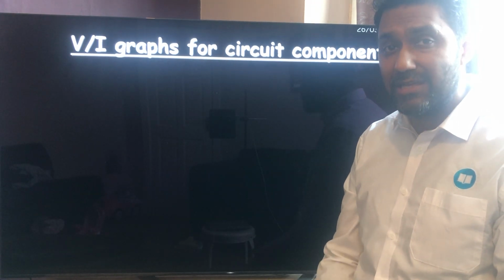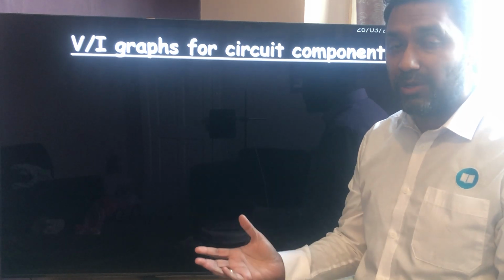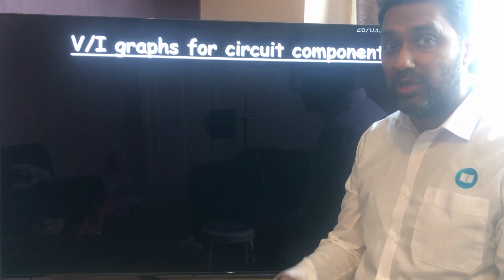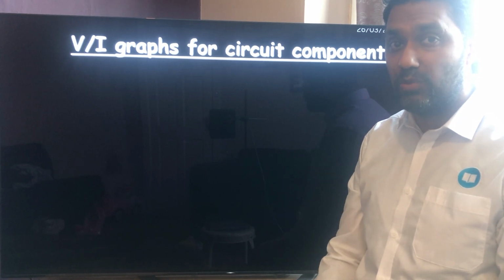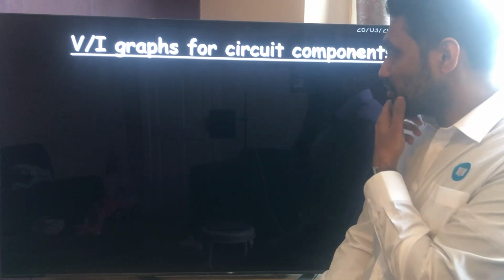So we're looking at VI graphs. Some of this will be a bit of revision for some of you, and some of it is going to be completely brand new. When I set lessons for next week, we're going to start looking at new content that none of you have done before, which is about series circuits and parallel circuits. So, VI graphs for circuit components.